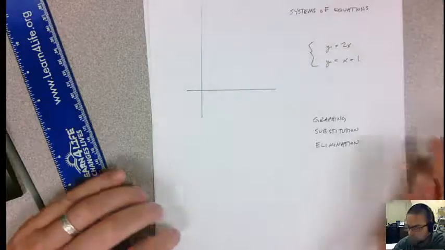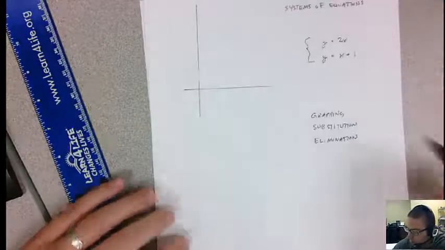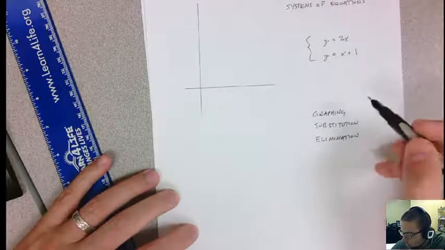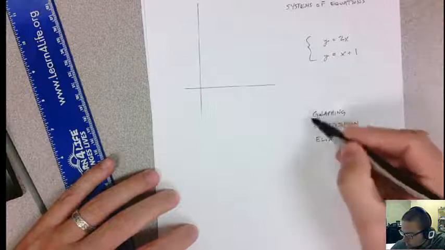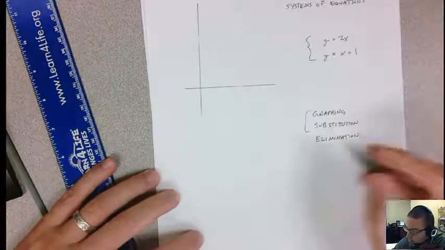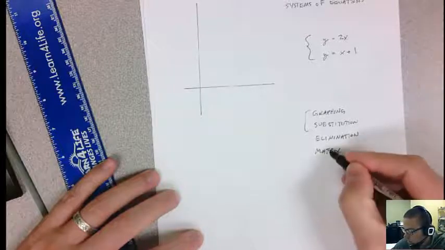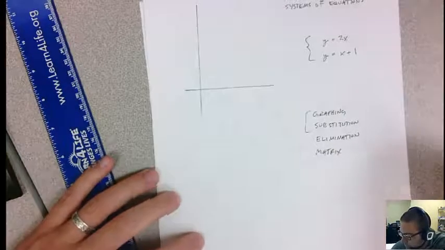Hello everybody, we're talking about solving systems of equations. We're going to talk about two methods now. This is graphing and substitution. And the next day we'll talk about elimination. So kind of looking at those two right now. There are other methods like matrix methods, but we won't get into those until Algebra 2.